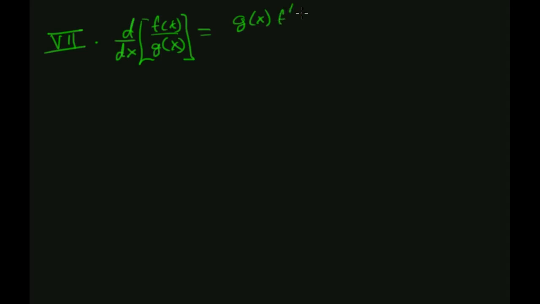Okay, so the last one, the big number 7, is what we call the quotient rule, and this is the derivative of two things that are being divided. The derivative of f of x over g of x, provided that g of x does not equal 0, is g of x times, and I'm going to use this notation, f prime of x, that just means the derivative of f at x, minus f of x times g prime of x, the derivative of g at x, over g squared of x. So we're going to actually square the g of x.